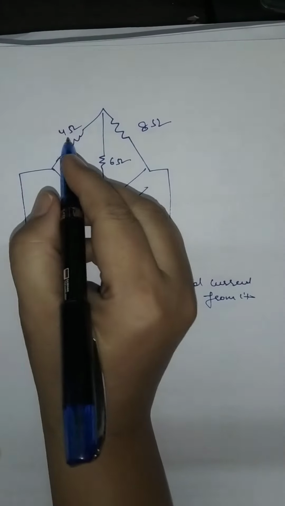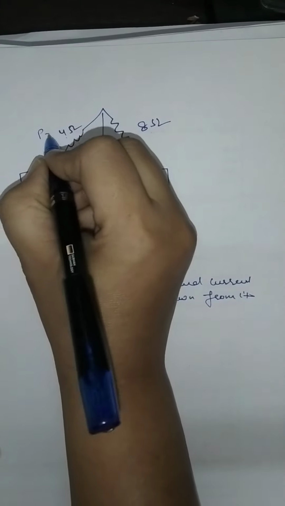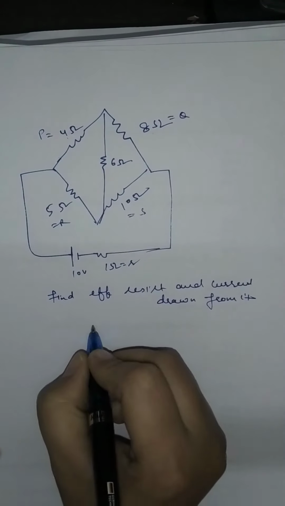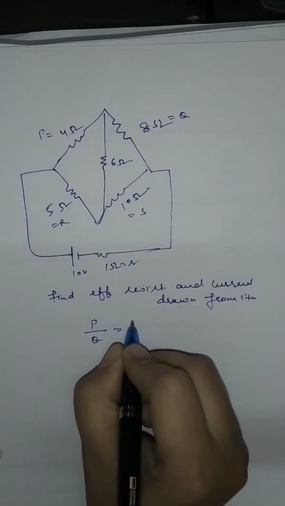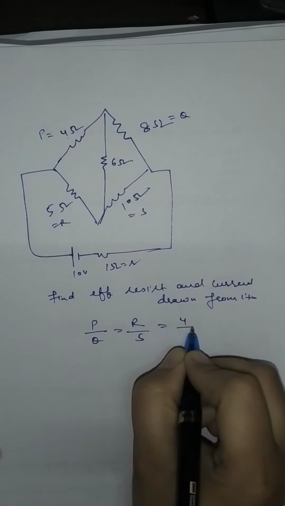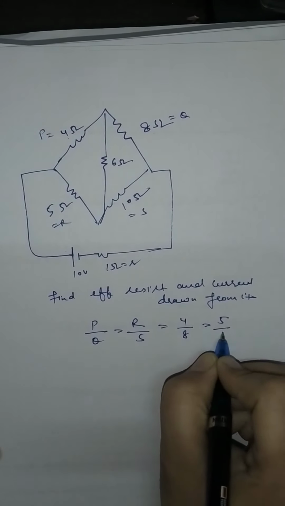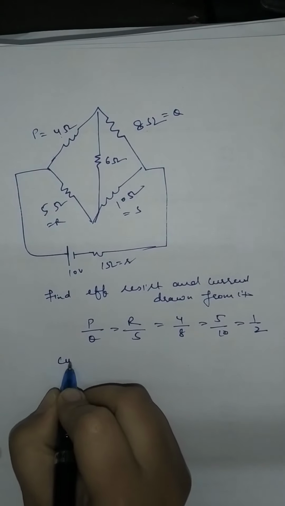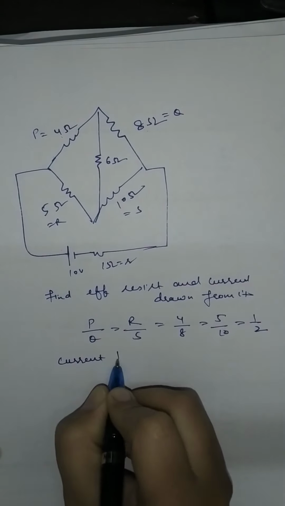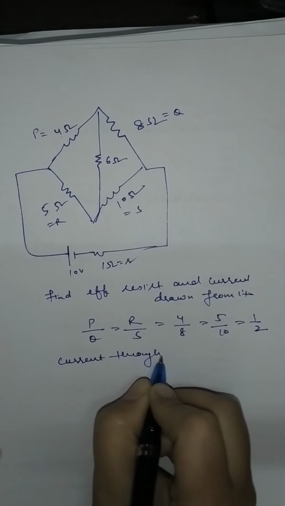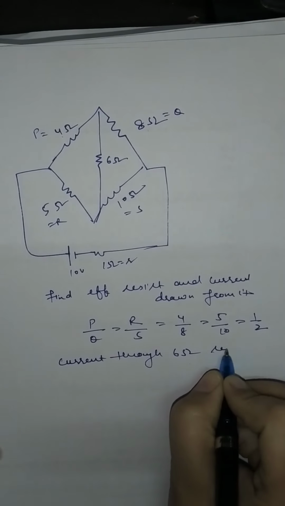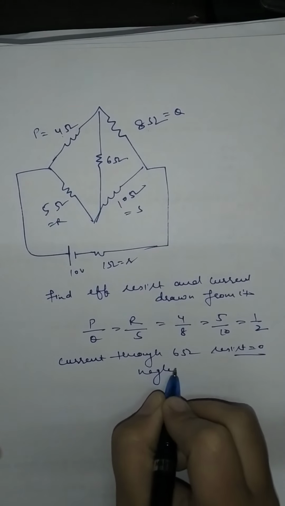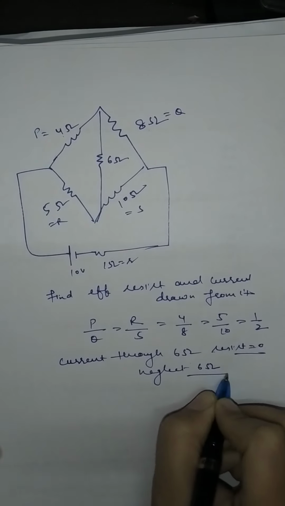तो स्टूडेंट पहले आप चेक करोगे इस टाइप के क्वेश्चन में वेदर इट इज़ फॉलोइंग व्हीटस्टोन और नॉट. सी दिस अपॉन दिस, अगर इसको P मान लें, इसको Q मान लें, इसको R मान लें और इसको क्या मान लें S, तो P अपॉन Q इक्वल टू R अपॉन S. दिस इज़ 4 अपॉन 8 इक्वल टू 5 अपॉन 10, दैट इज़ इक्वल टू 1 अपॉन 2. तो करंट थ्रू 6 ओम रेजिस्टेंस इज 0. तो आप क्या कर सकते हैं, निगलेक्ट 6 ओम रेजिस्टेंस.